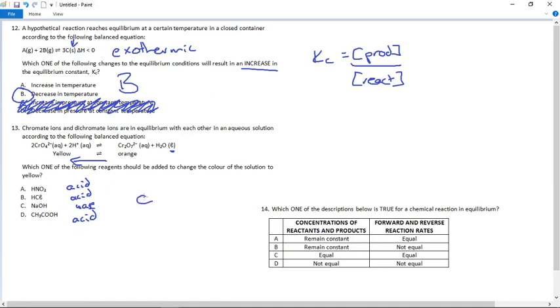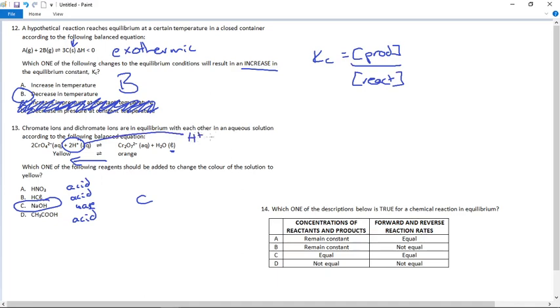It is C, the base. So my brain is telling me that I think the answer should be C, the sodium hydroxide. But let's see if we can find a logical reason for this. The logical reason is, if we want to favor the reverse reaction, we can do that by either adding more products or removing some of the reactants.